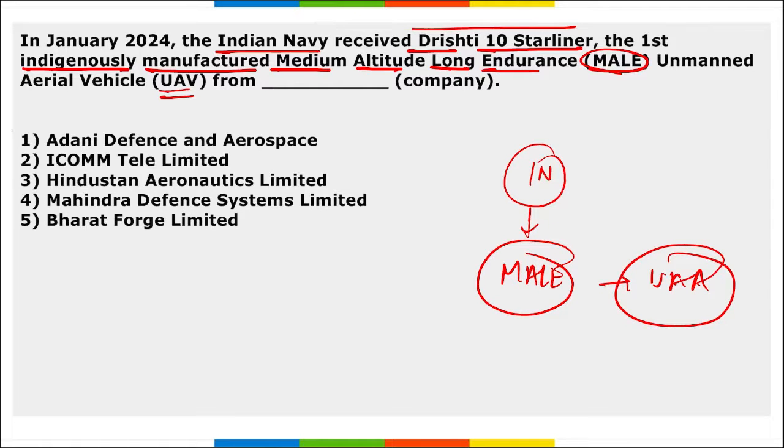Correct? From which company? Adani Defense and Aerospace. So coming back, Drishti Starliner, the first indigenous manufactured MALE UAV, was developed by Adani Defense and Aerospace. Correct? And Indian Navy, they have received Drishti 10 Starliners. Correct? Take a note of this.